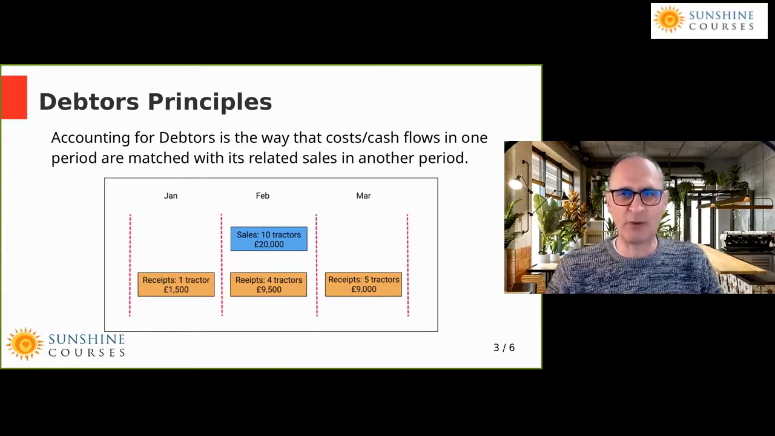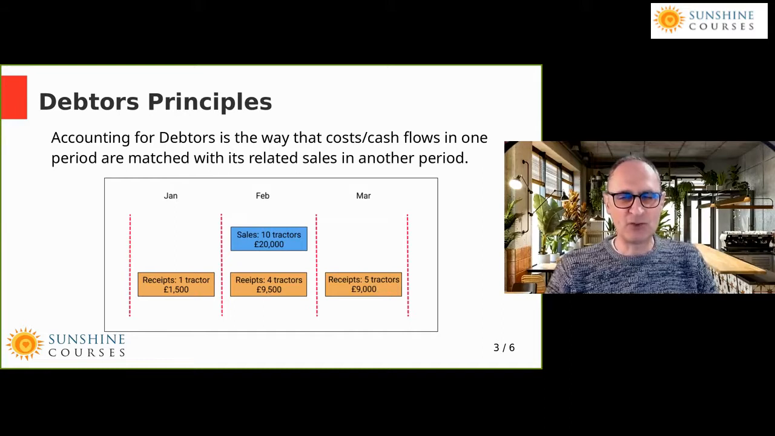I'm going to deal with the January one later. Let me deal with the easier ones first, the one that's much more common, which is when we raise an invoice and we get paid for it later. So we're going to raise the invoice in February. We're going to get paid in March. We have a debtor at the end of March, at the end of February, I should say.